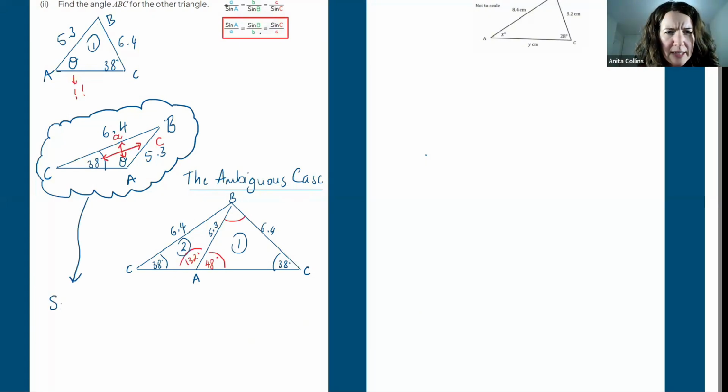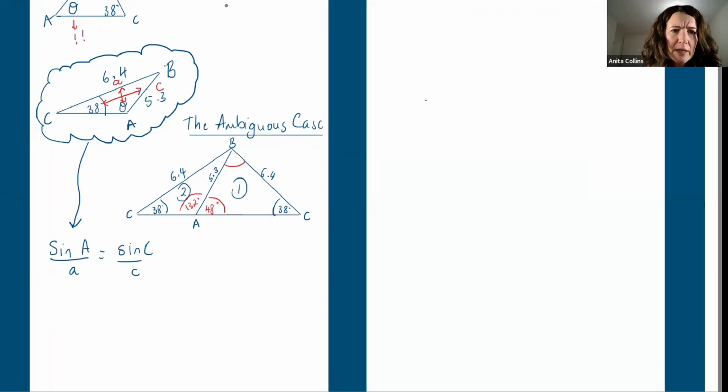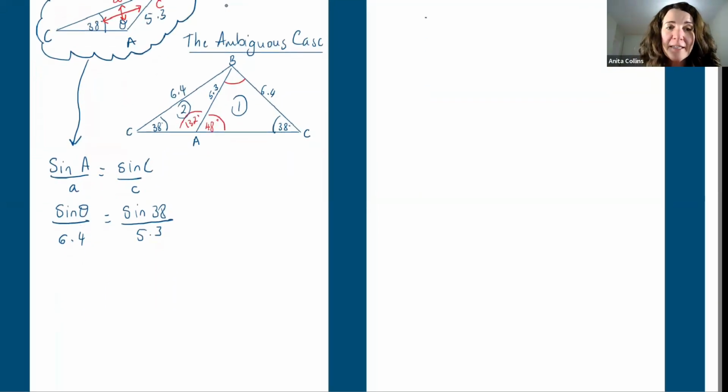So I have got sine A over A is equal to, what else do I know? I know angle C and side C. So sine C over C. I don't need the B bits at all because I don't know the measures of the B angle or the B side and I'm not asked to find them. So now we sub in everything that we know. Sine A, I don't know what A is. I've called it theta. You can keep calling it A if you want. Over A, and length A is 6.4, is equal to sine C, which is sine 38, over length C, which is 5.3.